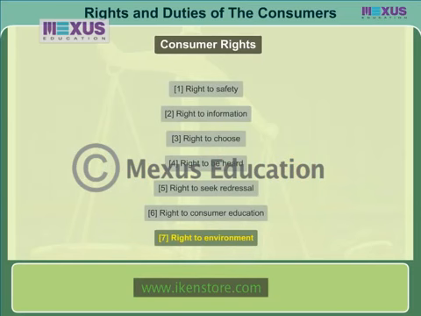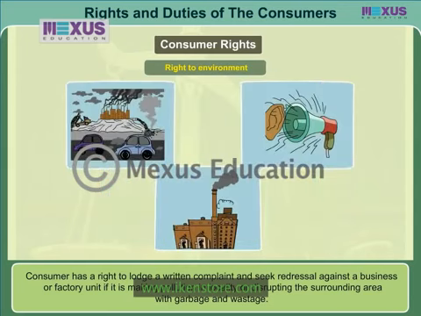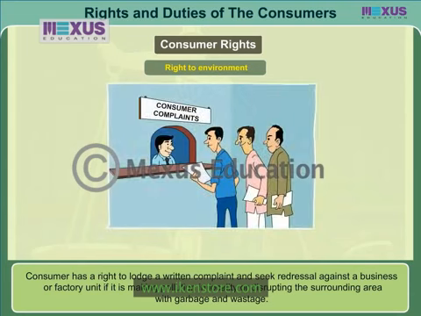Right to environment. Consumer has a right to live in a pollution-free environment. If any business or factory unit is polluting air or water or making sound pollution, or is disrupting the locality with garbage, then a consumer can lodge a complaint against such business or factory unit in writing and seek redressal.